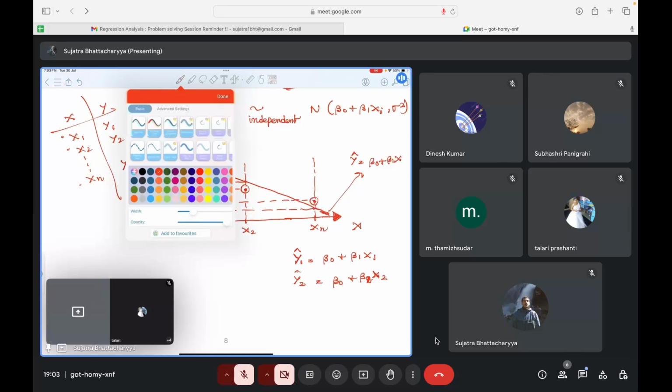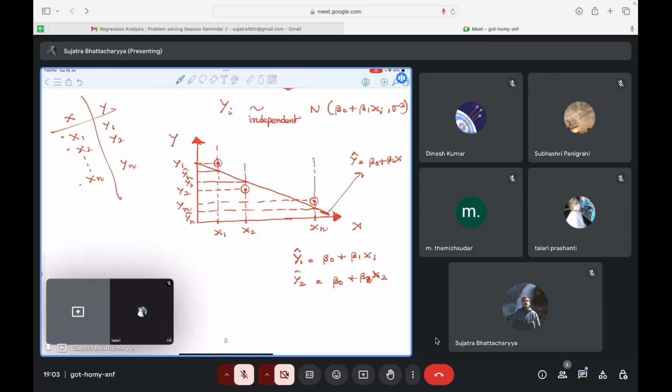I know that for the same x1 value, this will follow a normal distribution. I have told you, right? With mean as beta naught plus beta 1 xi. That is, mean as the y1 cap, beta naught plus beta 1 x1 for x1. For x2, here it is the mean. You know that a normal distribution is symmetric about its mean. So that's why I am putting it here, because this value is nothing but beta naught plus beta 1 x2. Similarly, for here, it is like this.